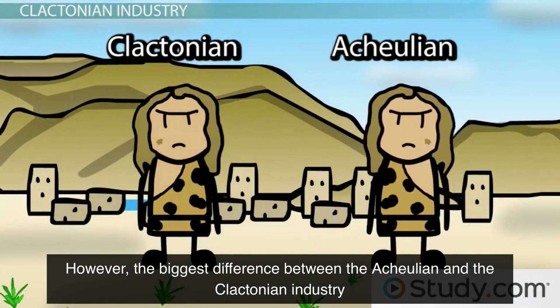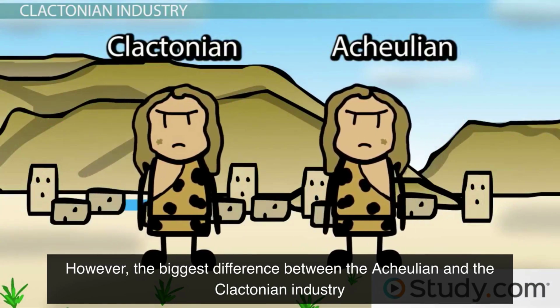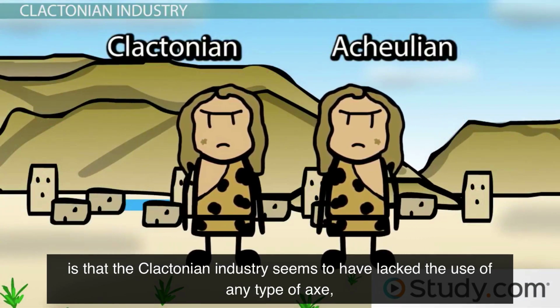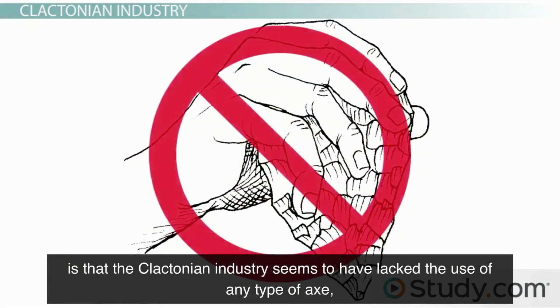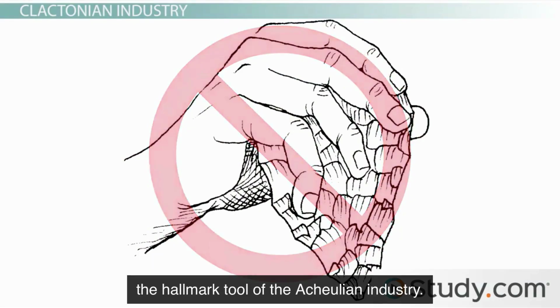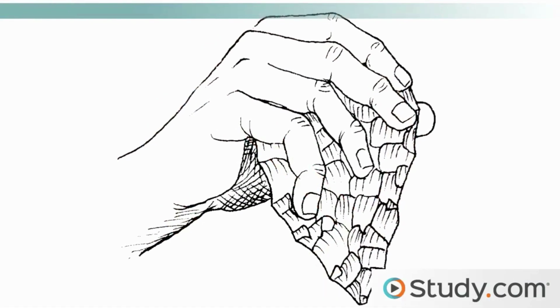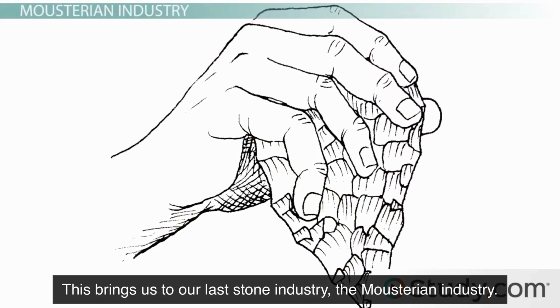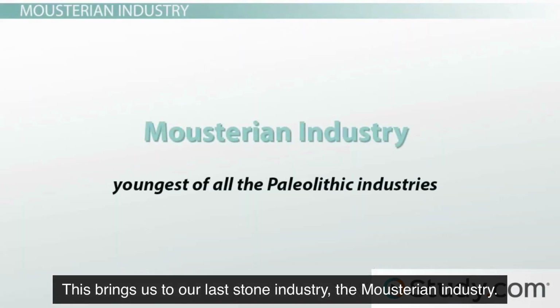However, the biggest difference between the Acheulean and the Clactonian industry is that the Clactonian industry seems to have lacked the use of any type of axe, the hallmark tool of the Acheulean industry. This brings us to our last stone industry, the Mousterian industry.